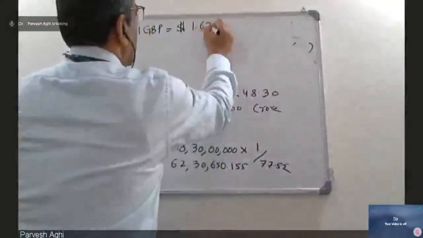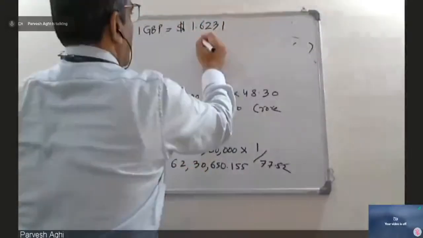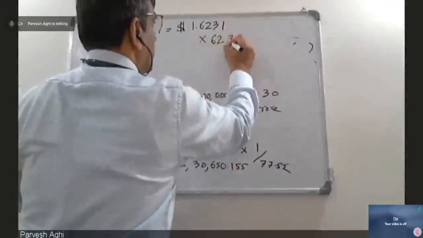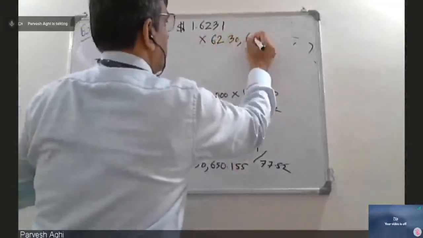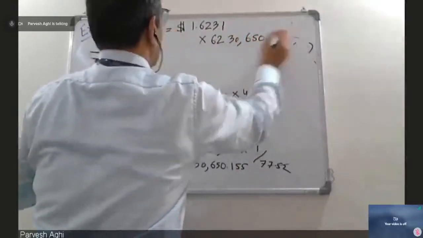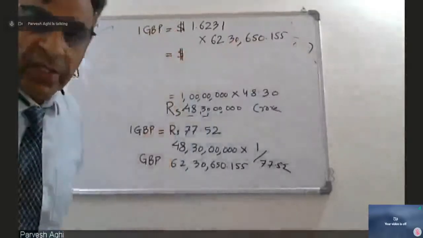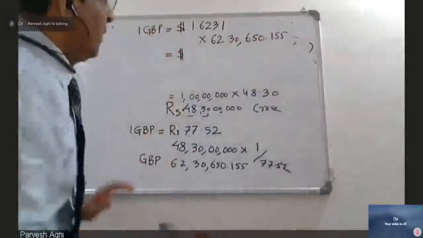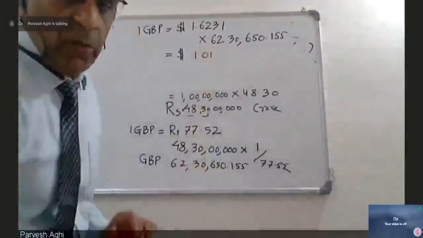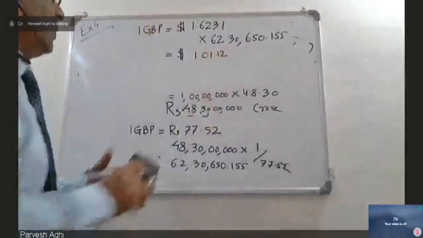So I have got pounds, so I can just simply multiply them here with this amount, 6230650.155. So my answer will be in dollars. Okay, so it will give me the answer in dollars, which will be 10112. I can use the calculator to calculate it.